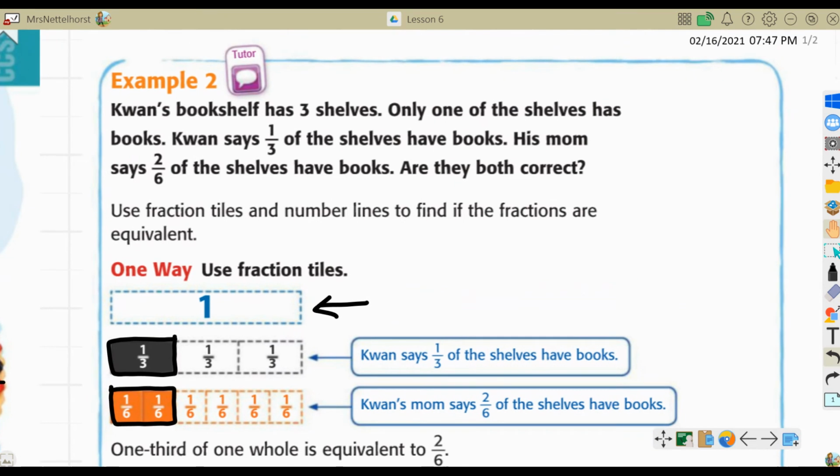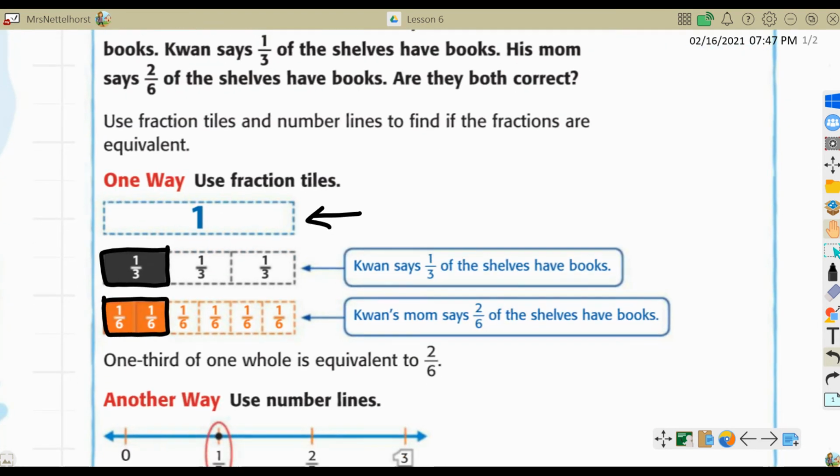Okay, so Kwan's bookshelf has 3 shelves. Only one of the shelves has books. Kwan says 1/3 of the shelves have books. His mom says 2/6 of the shelves have books. Are they both correct? You can use fraction tiles and number lines to find if the fractions are equivalent.